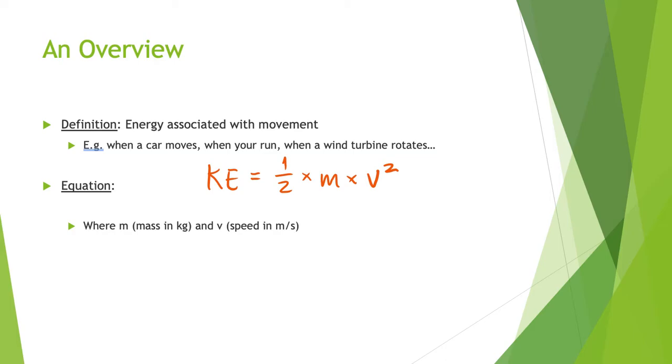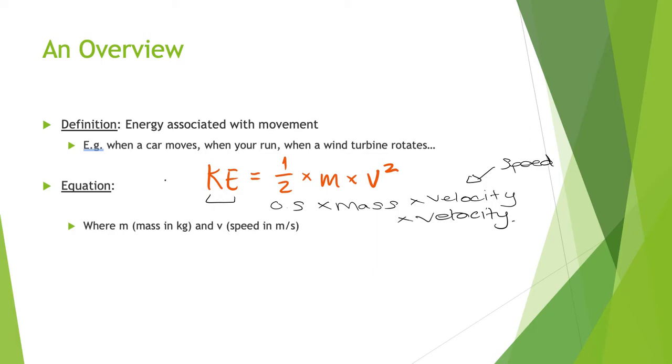And kinetic energy has an equation. Over here is the symbol for kinetic energy, 0.5 multiplied by the mass, multiplied by the velocity, and multiplied by the velocity again because it's velocity squared. The velocity is the speed of the moving object, and the mass is measured in kilograms and the speed is measured in meters per second.